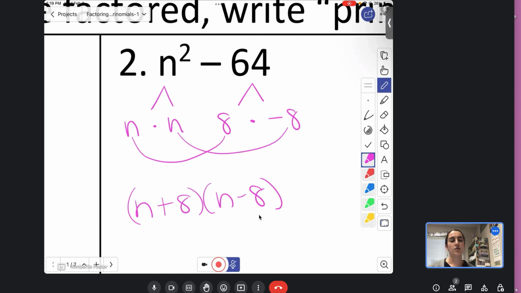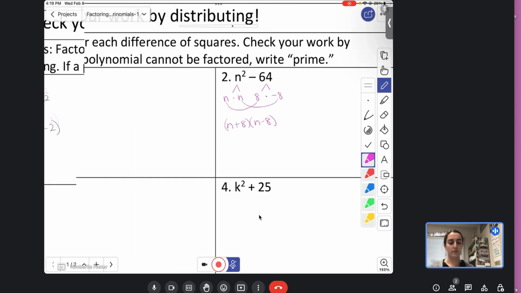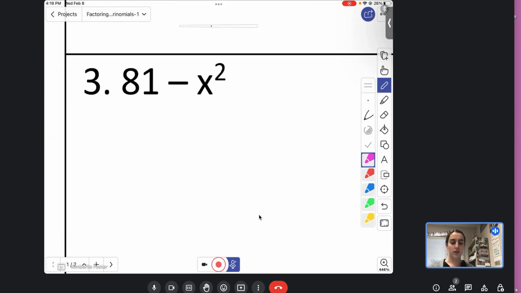All right, so this is like a little shortcut. It's like a little trick. Okay. The next one we have here, 81 minus x squared. Well, this one looks a little bit different because the x, the variable, came second, right? That's okay. 81 is 9 times 9.